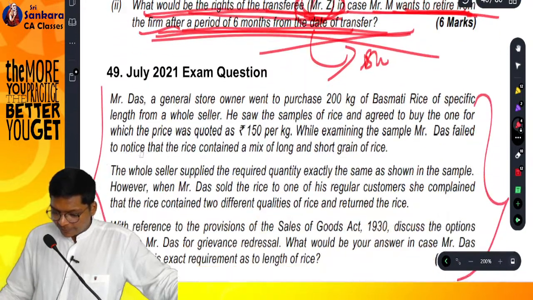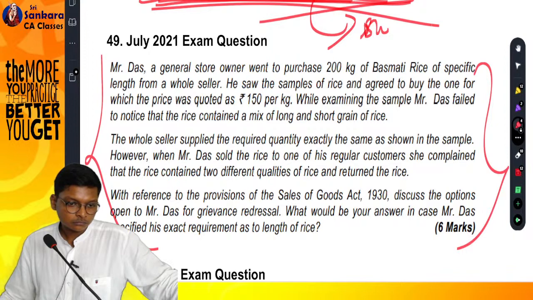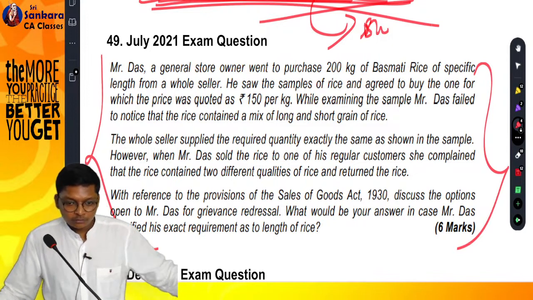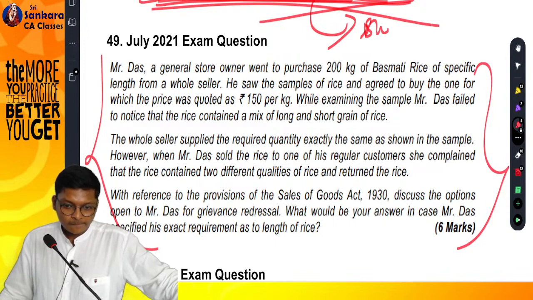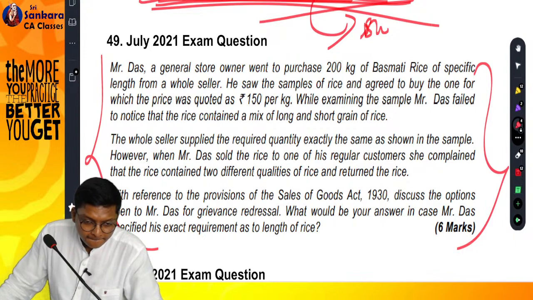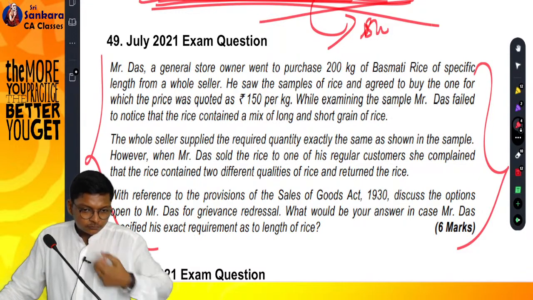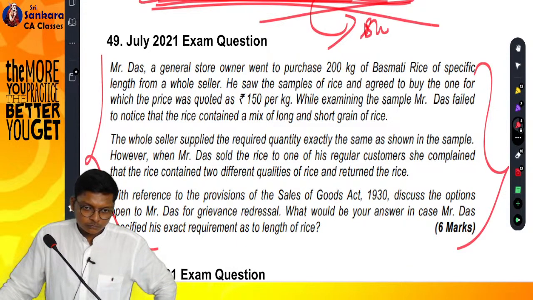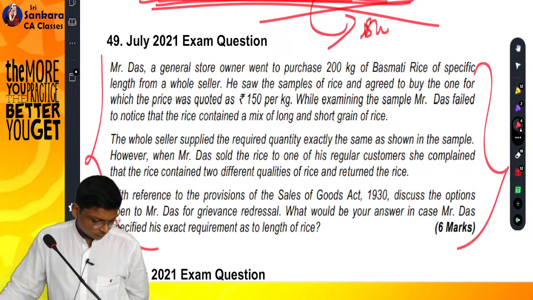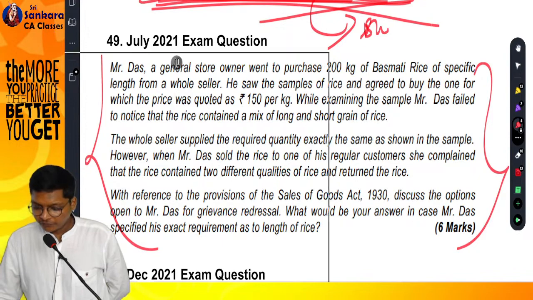July 21. Yes, you keep reading this. I'll download that. July 21. Okay, first I'll finish off this.